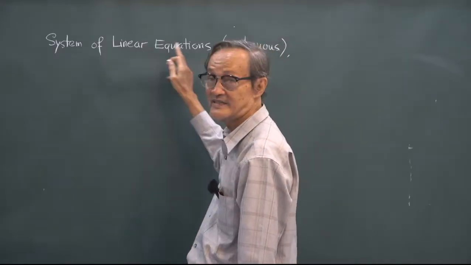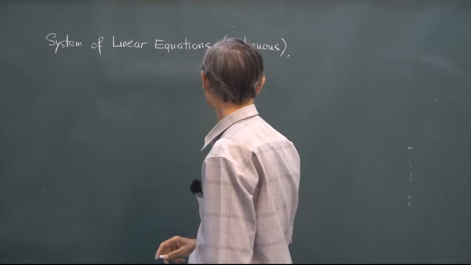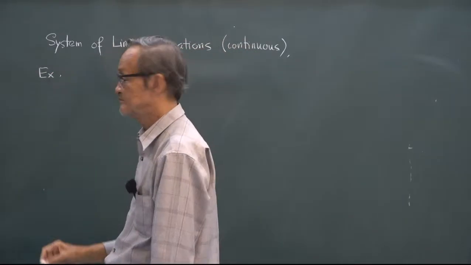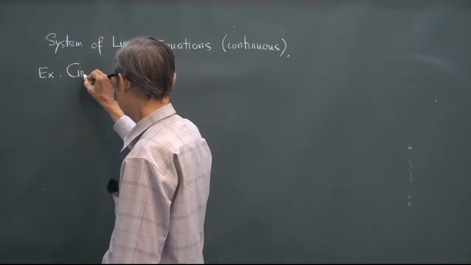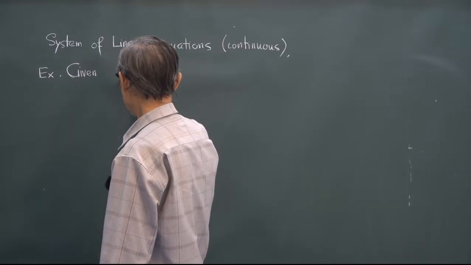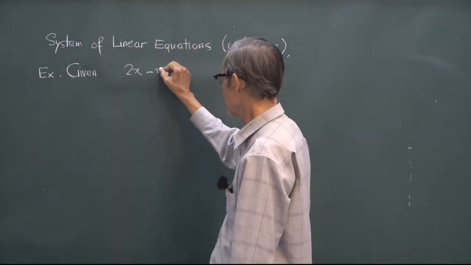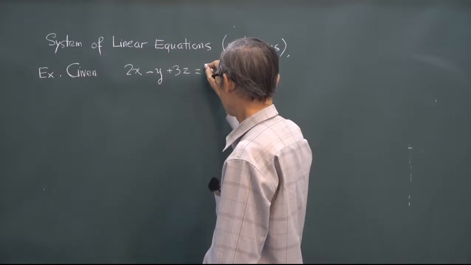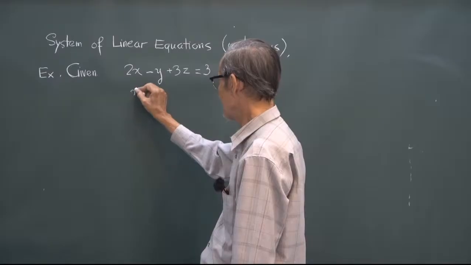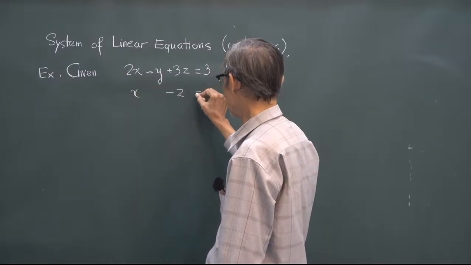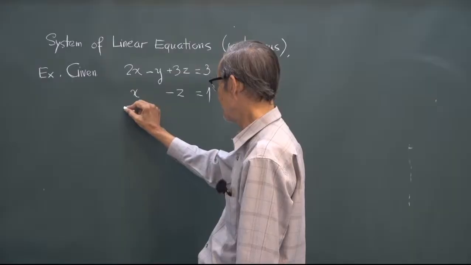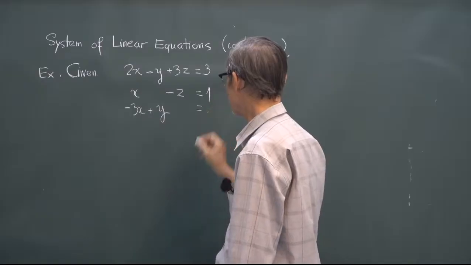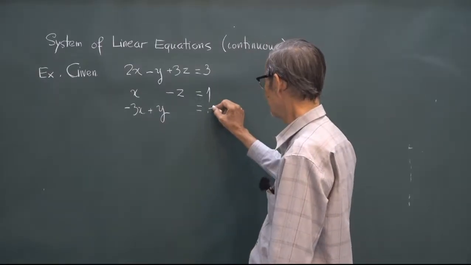System of linear equations continuous. For example, given 2x minus y plus 3z equals 3, x minus z equals 1, and minus 3x plus y equals minus 3.